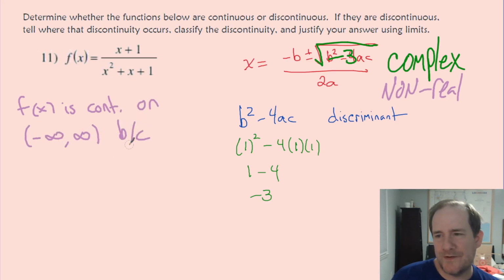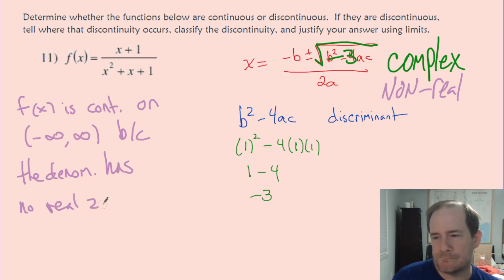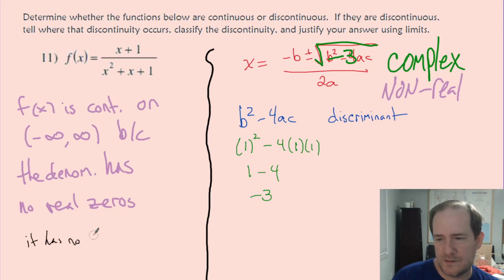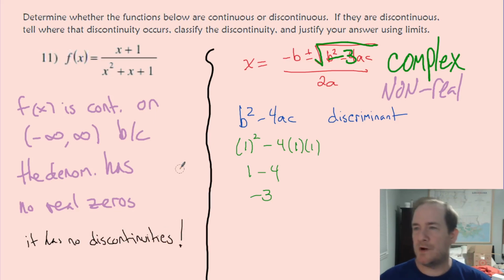And I think here, if you just said we're continuous on that entire interval because the denominator has no real zeros, and obviously if you have all this math over here justifying it, then this answer is great. You'll tell me that we're continuous on this entire interval because the denominator has no real zeros. I guess we should probably also say it has no discontinuities. But that's kind of implied. Exclamation point. All right, moving on to 12.